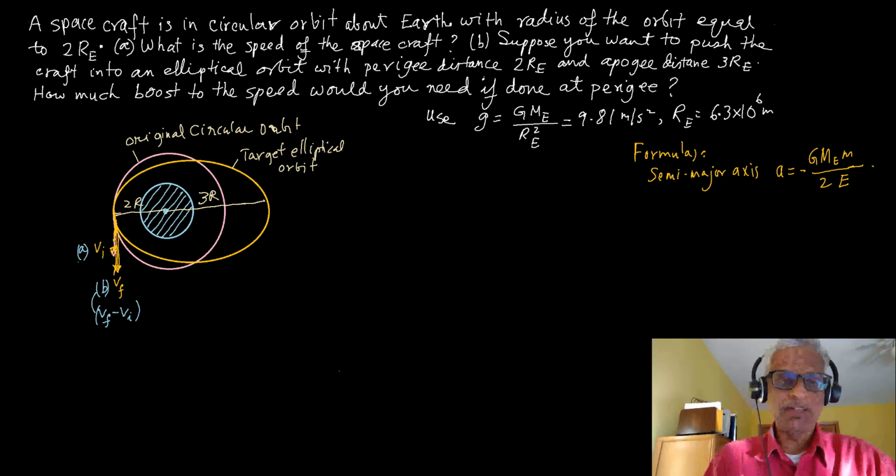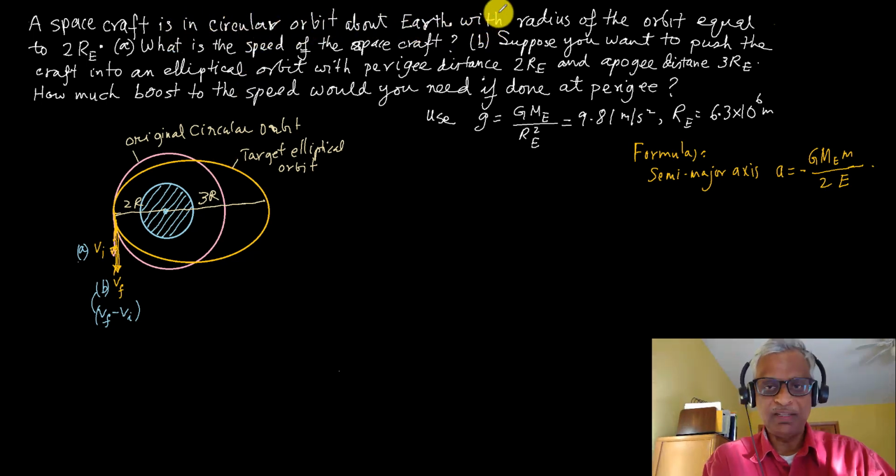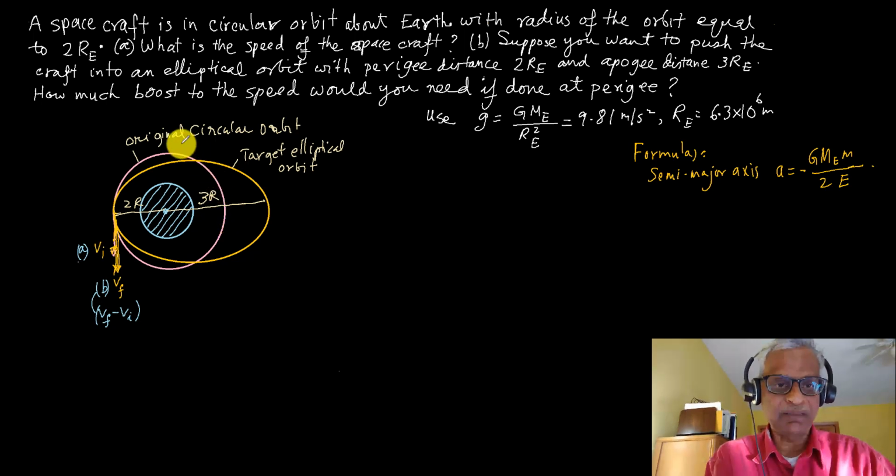Today we have an interesting problem: a spacecraft is in a circular orbit about Earth. It could be any planet, but we just picked Earth. So this is the pink orbit. It's going in here and it's circular, and the radius of this is 2 times the radius of Earth. This by itself is Earth.